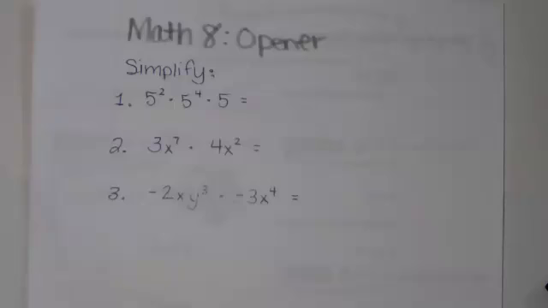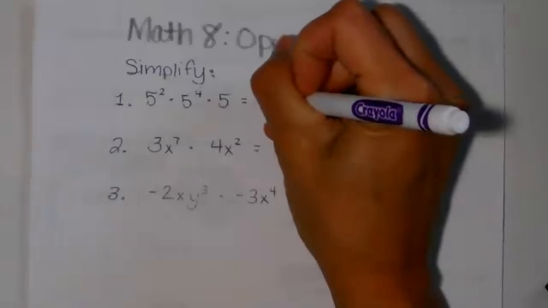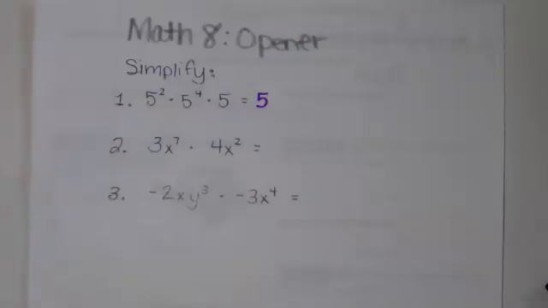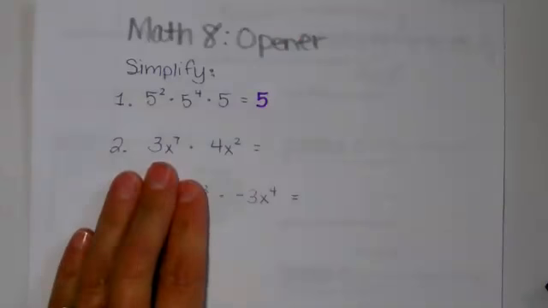So 5 squared times 5 to the 4th times 5. What is the new base number? Liz Marie, go. 5. Good. Do you know also the new exponent? 2 and 4. It is 7.